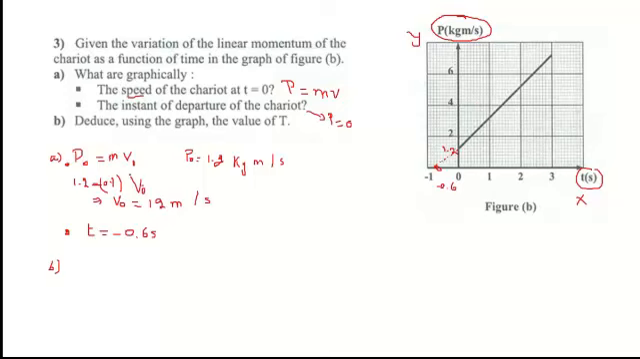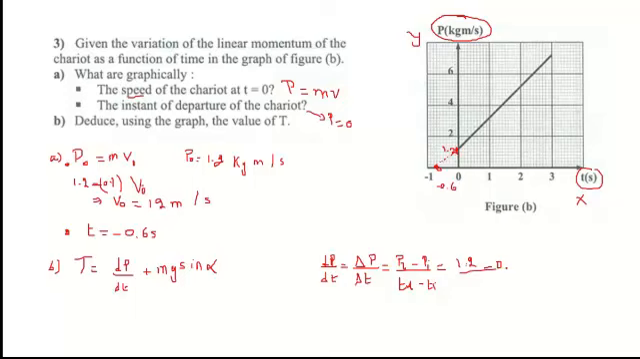Now in part B, deduce using the graph the value of T. We found that T is equal to dp over dt plus mg sine alpha. We already know that dp over dt is the slope of the tangent to the curve, or the slope of the line if it was a line. So dp over dt is approximately equal to delta p over delta t. I can take any 2 points, for example this point and this point. It will be P final minus P initial over T final minus T initial. With these 2 points, we get 1.2 minus 0 over 0 minus (minus 0.6).